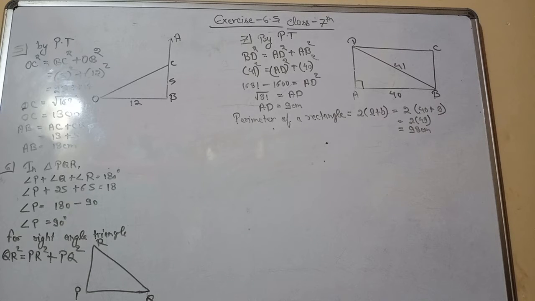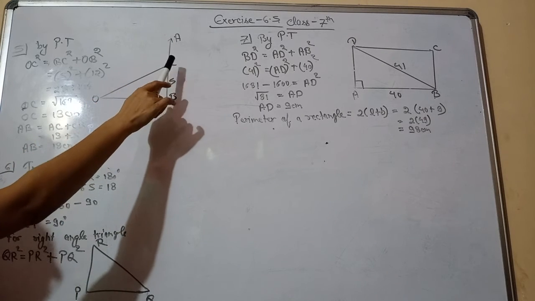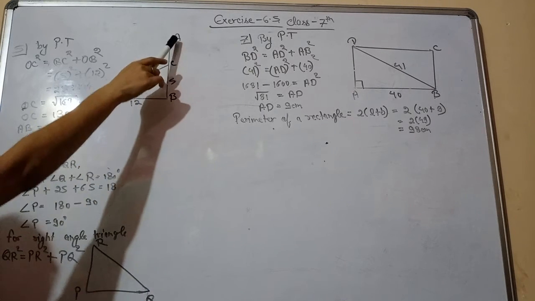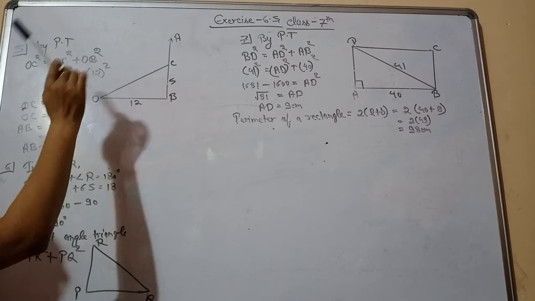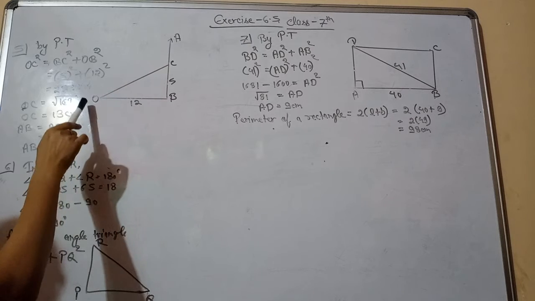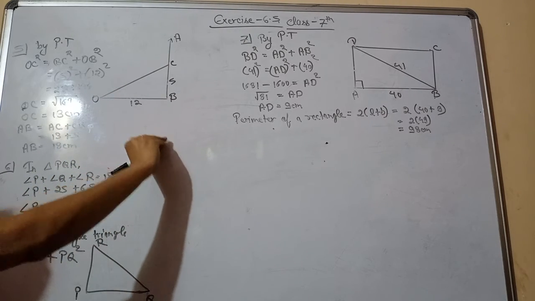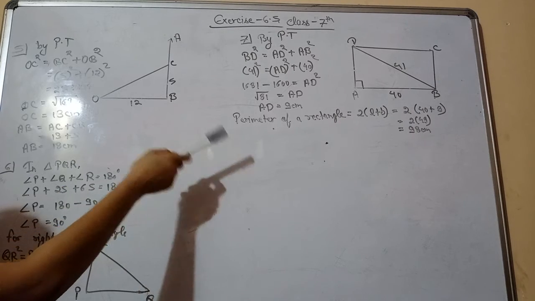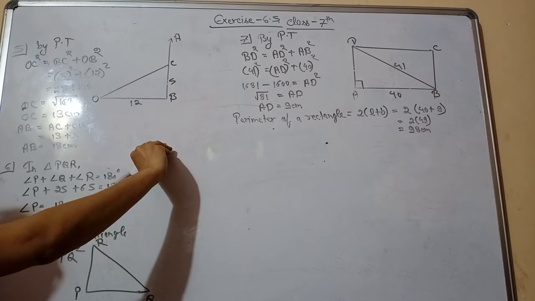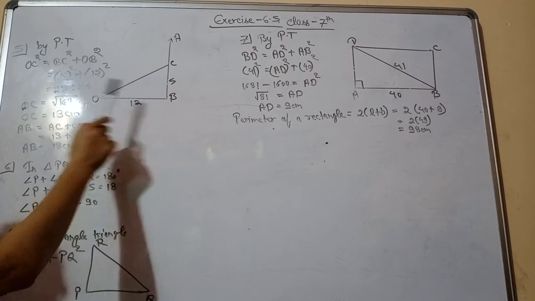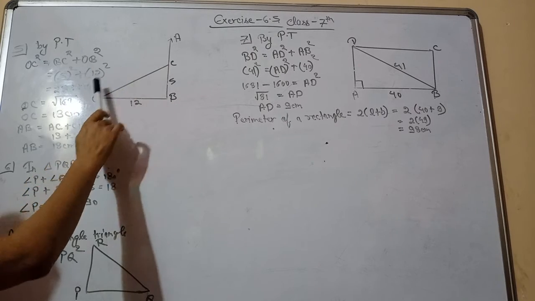What is given in question number 5? In question number 5, there is a tree which is broken from somewhere. Suppose this is the tree, which is AB, and it is broken from point C. This is the broken part of the tree, and this broken part touches the ground, BO is the ground. So suppose this tree is broken, it will simply fall down on the ground. At how much distance did the broken tree fall down? At 12 centimeter distance from the base. So we have to find out the length of the broken part of the tree.